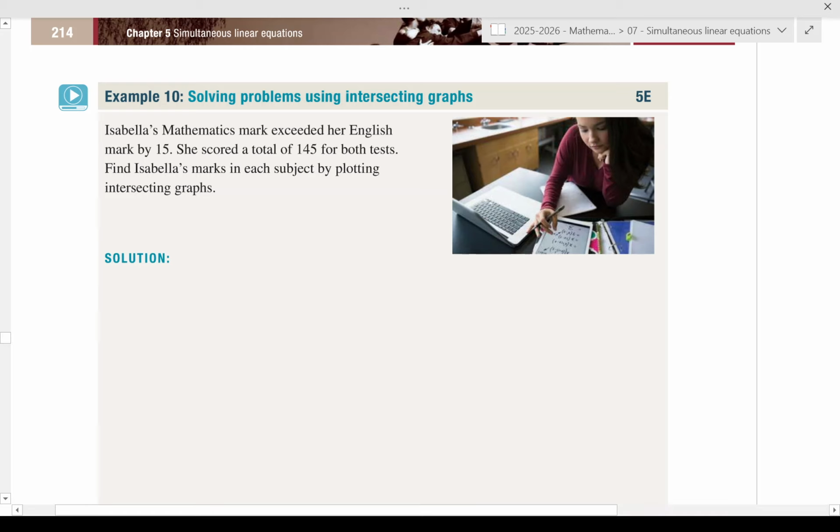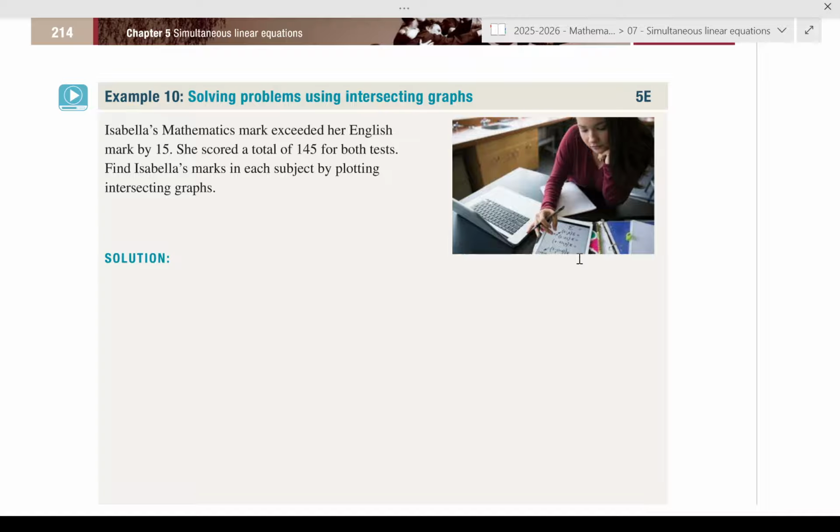This one is a fun one, solving problems using intersecting graphs. So here we go. Isabella's mathematics mark exceeded her English mark by 15. She scored a total of 145 for both tests. Find Isabella's marks in each subject by plotting intersecting graphs.